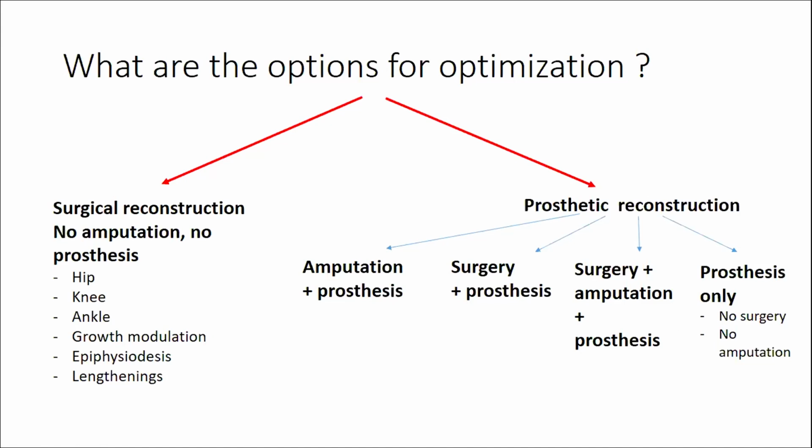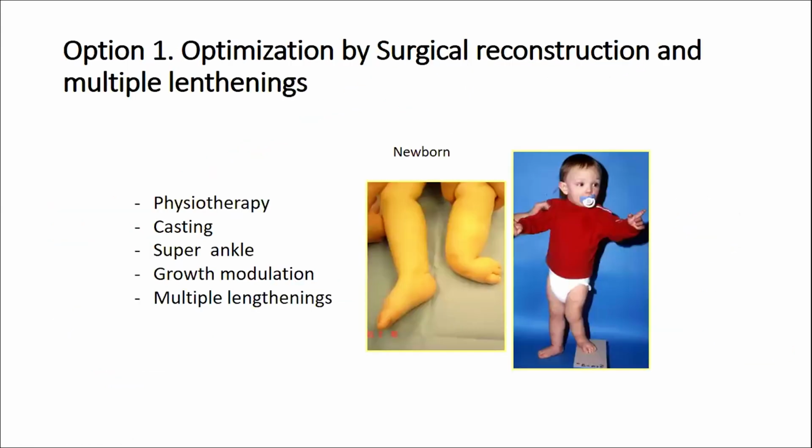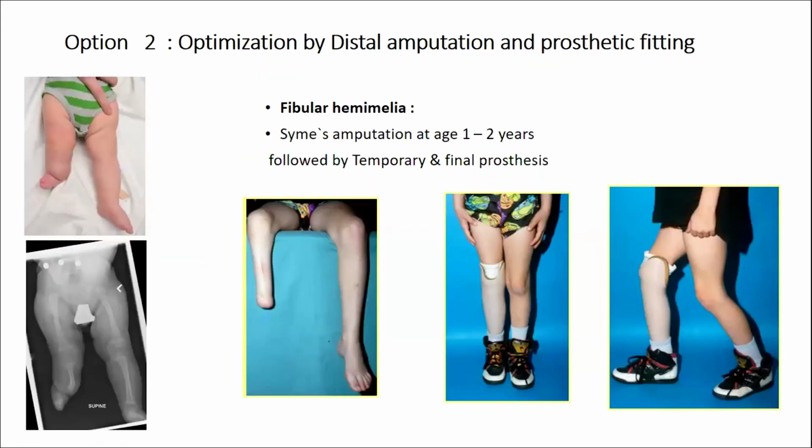And we'll go quickly through an example of each one, but this slide summarizes essentially that we have numerous options for the treatment. The first option, well known to all of us, is surgical reconstruction with multiple lengthening. So that's the case of severe fibular hemimelia, and I think everyone agrees at that stage that yes, multiple lengthening and surgical reconstruction is probably the option number one. The second option is optimization by amputation and prosthetic fitting.